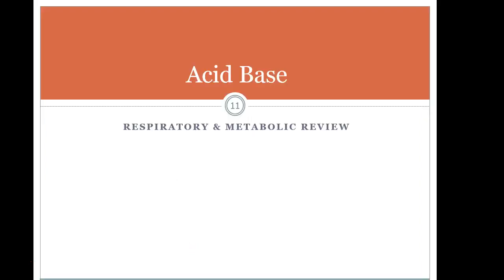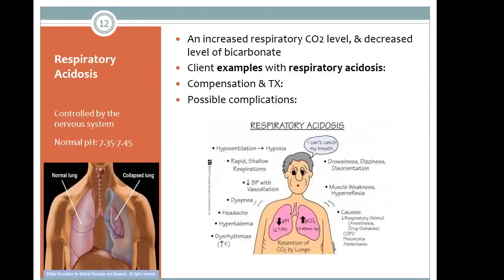Now we're moving on and looking at respiratory and metabolic acid-base imbalances. First of all, respiratory acidosis we're going to take a look at. This is where there's an increased CO2 level and a decreased level of bicarb. Patients who have respiratory acidosis will have rapid shallow respirations. They will be therefore hypoventilating, which will in turn lead to hypoxia. Their BP will be decreased with vasodilatation. They definitely will be dyspneic or short of breath.